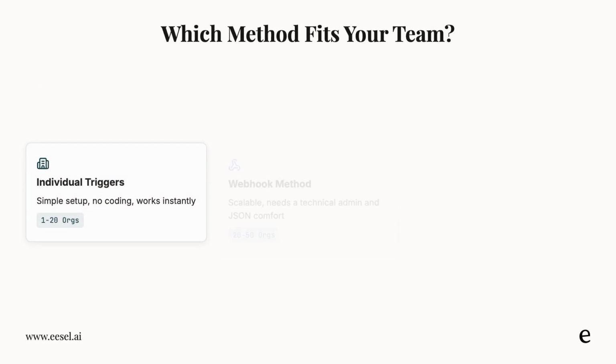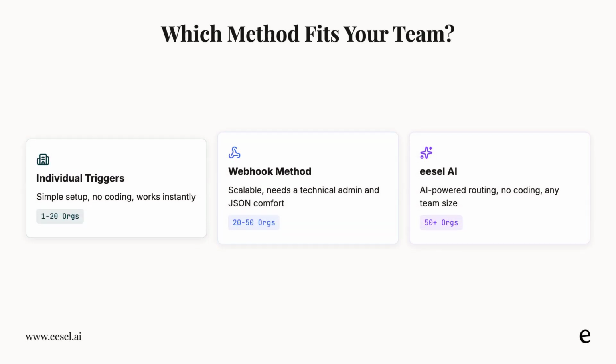Here is the quick decision guide. Under 20 organizations, use individual triggers. Between 20 and 50, the webhook method scales well if you have a technical admin. For 50 or more organizations, or if your routing logic is complex, eesel AI is the practical choice.